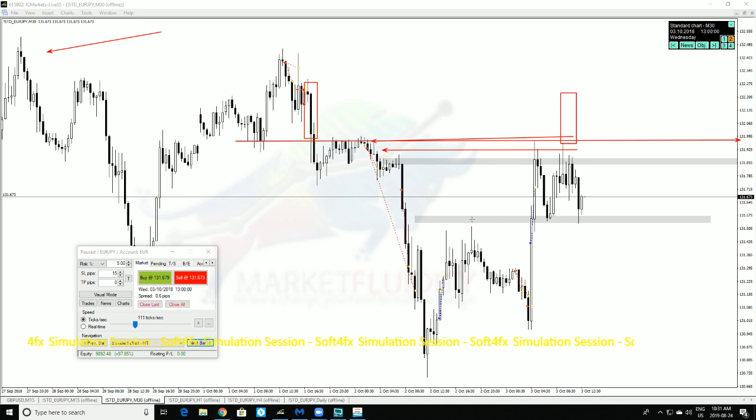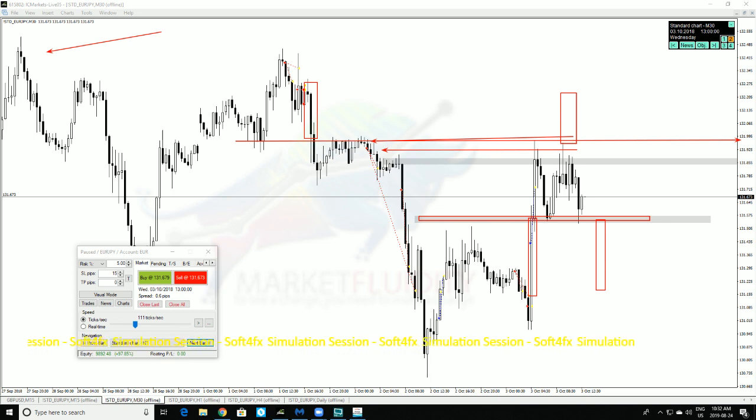But now if it breaks support, this move happened out of nowhere. If this breaks support, this is the move you want to catch, heading down, right? So what we got to do is we got to wait, and then we got to see how we can take that move all the way down.